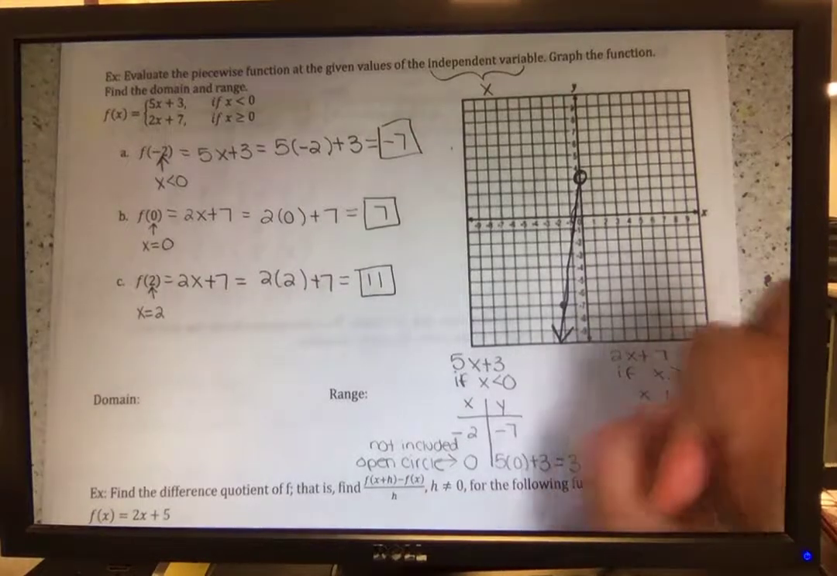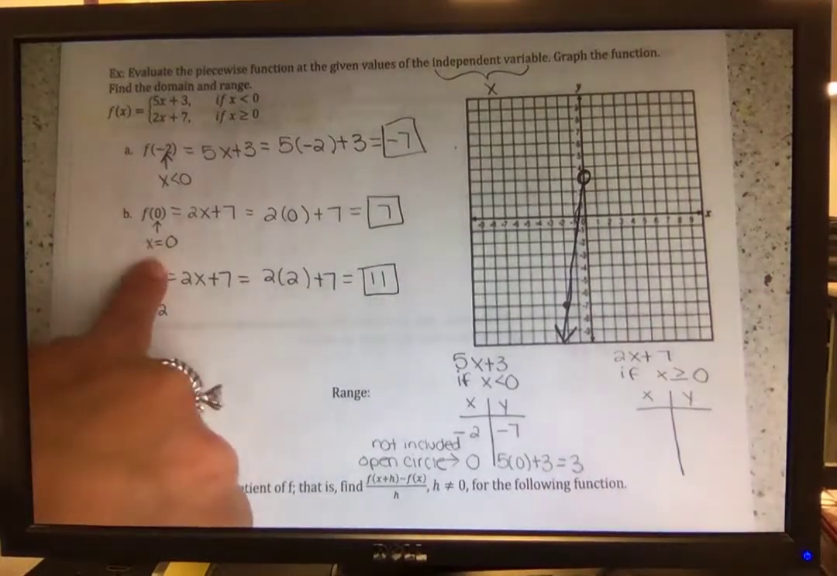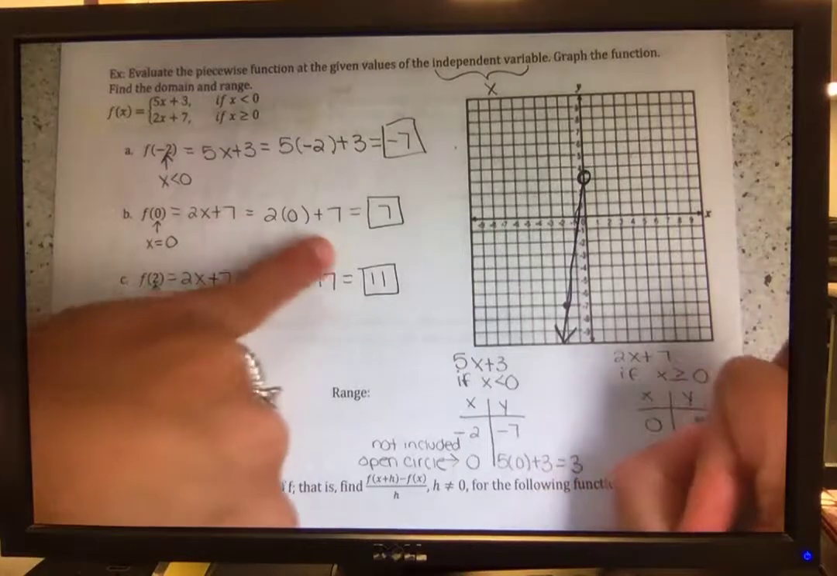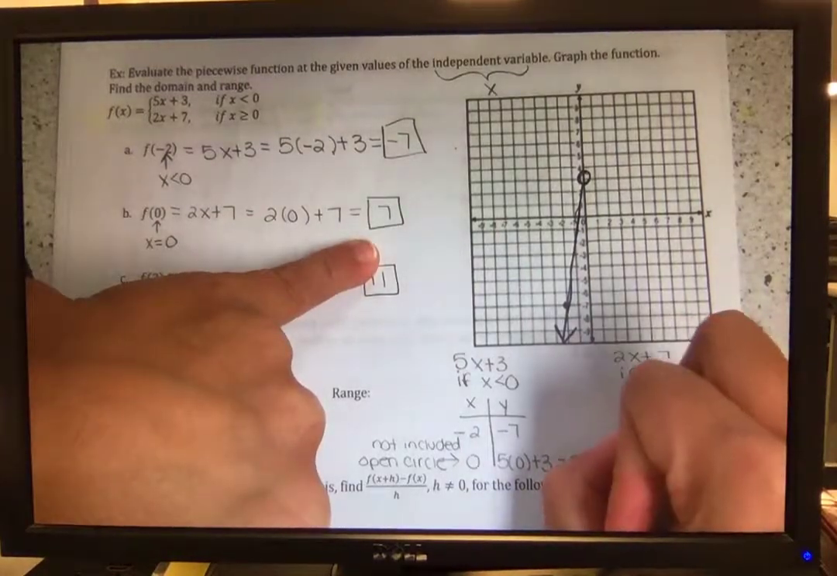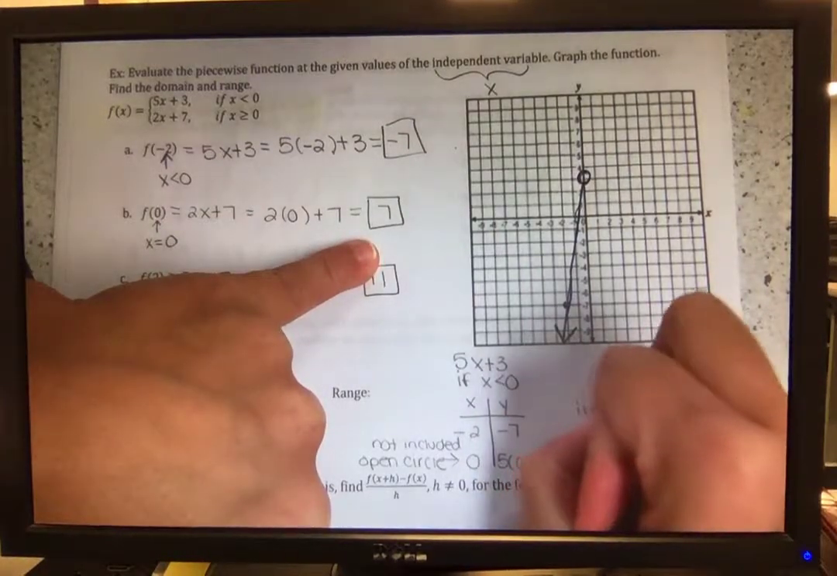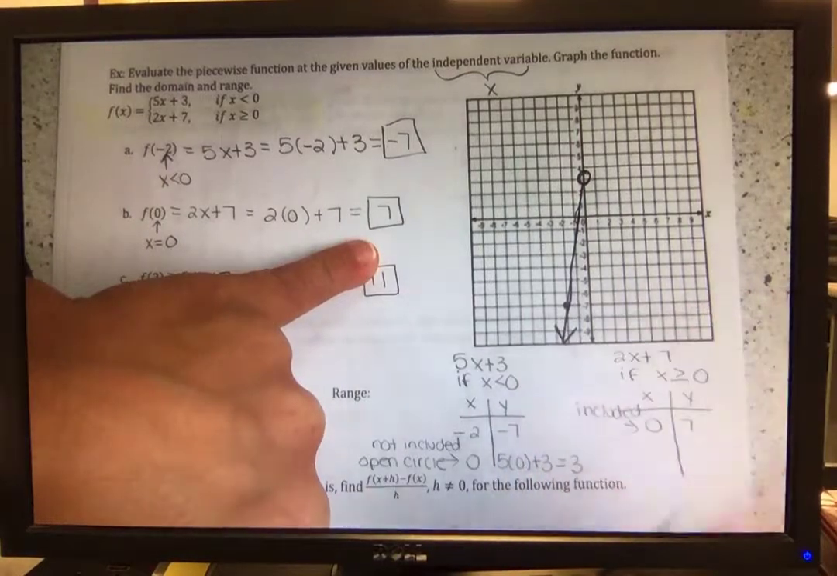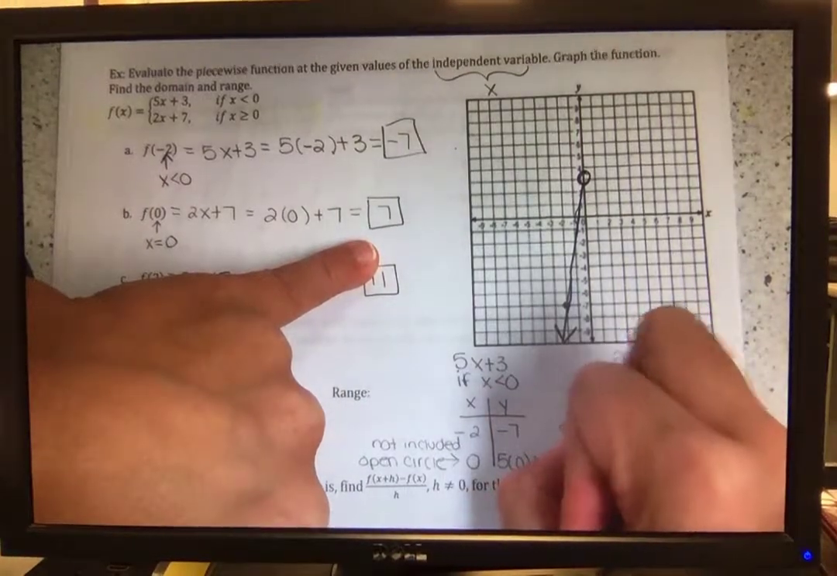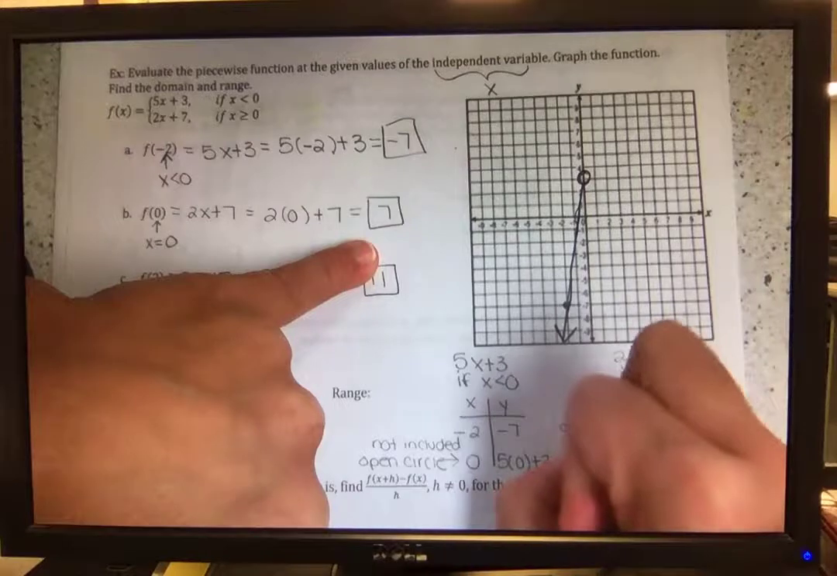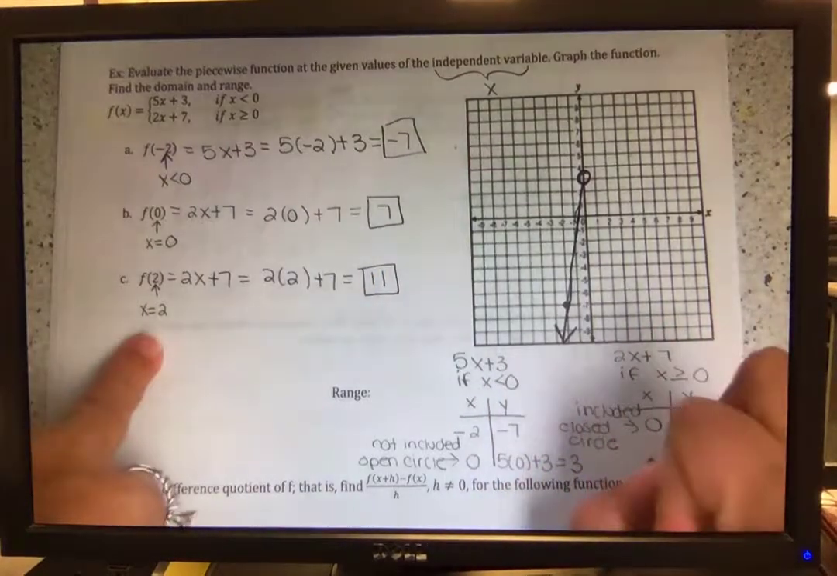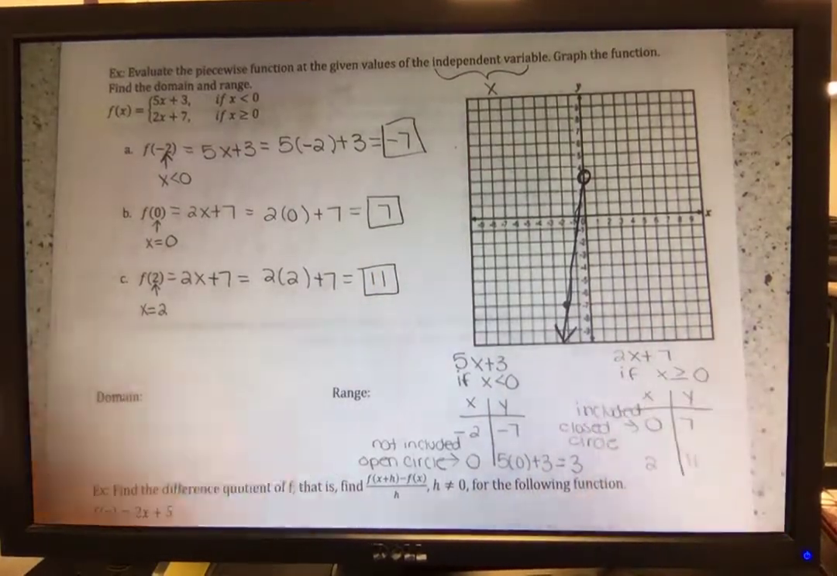And this is if x is greater than or equal to 0. So again, let's plug in a couple points. We already plugged in our endpoint. We already plugged in 0, and we got out 7. Notice that this 0 is included based off the symbol. It says greater than or equal to, so we're going to have a closed circle at this endpoint. Another point that we already plugged in was 2, and we got out 11.